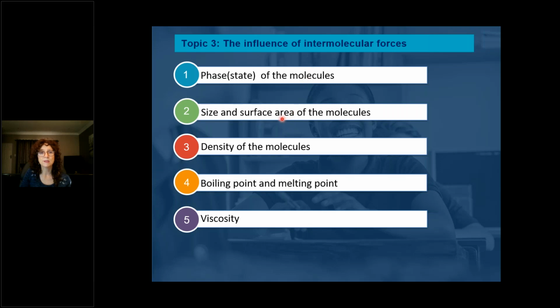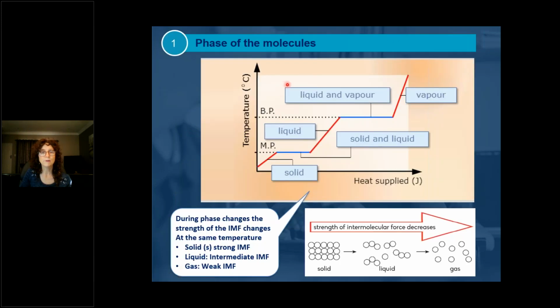Okay. So the influence of intermolecular forces. There are five things that we're going to discuss that have an influence on intermolecular forces. The first one is the phase of the molecules. In grade 10, we learned the heating and the cooling curve. So here we have a cooling curve of water.